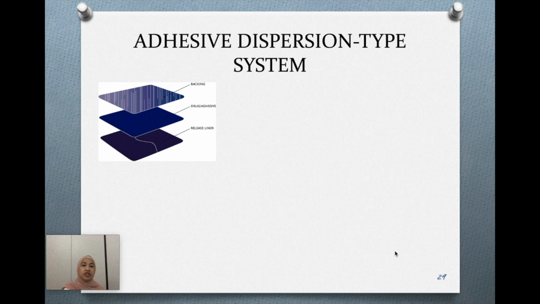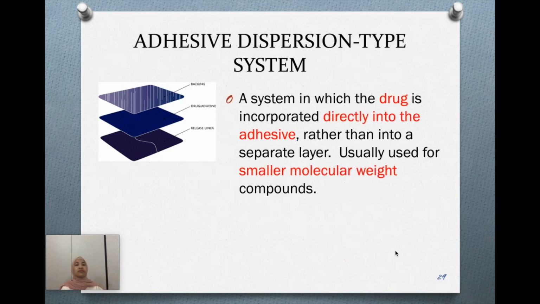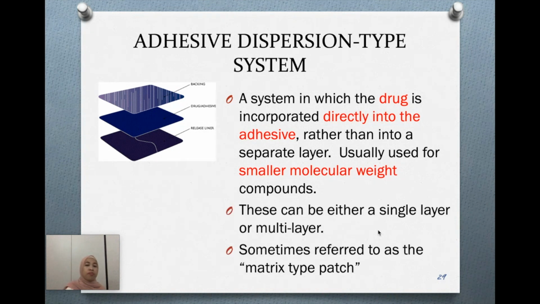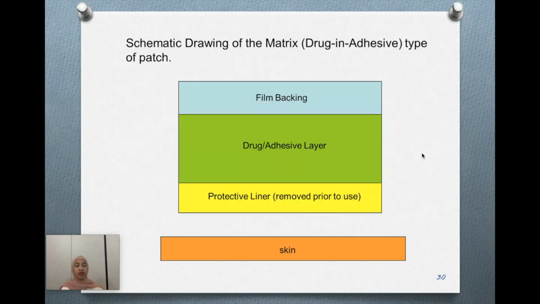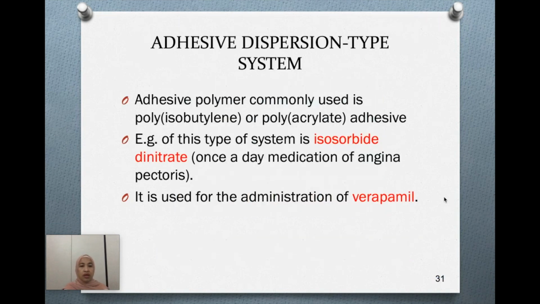Another one is adhesive dispersion type system. The drug is incorporated directly into the adhesive. Okay, usually we use smaller molecular weight of drug or compound. It can be single layer or multi-layer or even matrix type patch. So this is how it looks like. So you have the film backing, protective liner, and that's it, adhesive, and you have the drug in this adhesive layer. So the adhesive polymer commonly used is polyisobutylene and polyacrylate. Example, isosorbide nitrate and verapamil.